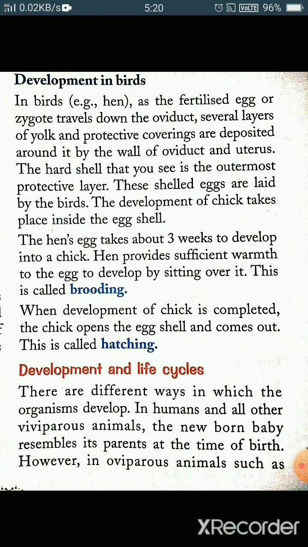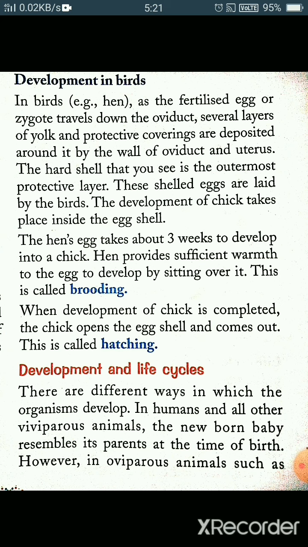Actually, the development of the chick takes place inside the eggshell, and hence eggs take about 3 weeks to develop into chicks, and the hen provides sufficient warmth to the egg to develop by sitting over it. So the process in which the hen sits over the egg to give it warmth and maintain the temperature is called brooding. After that, the chick will come out by cracking the egg, and that process is called hatching.